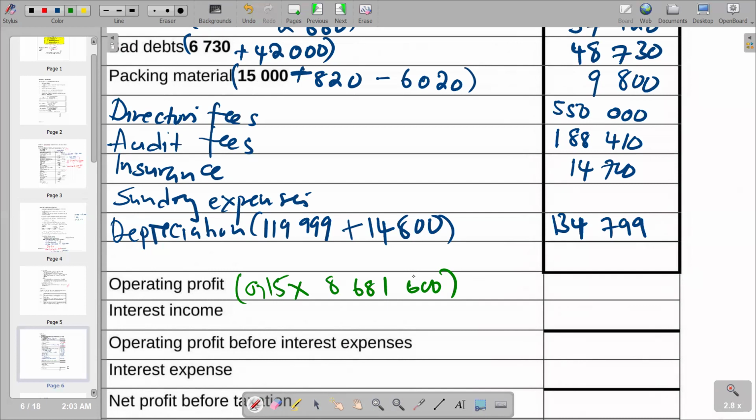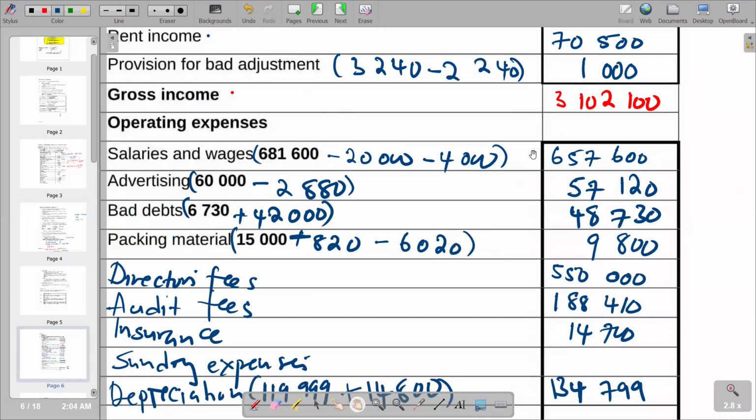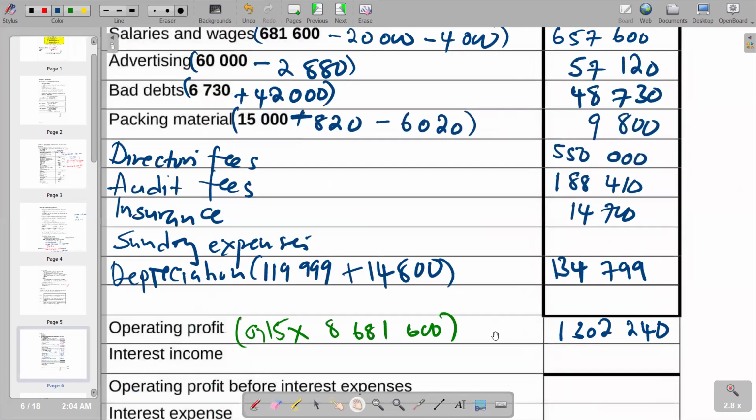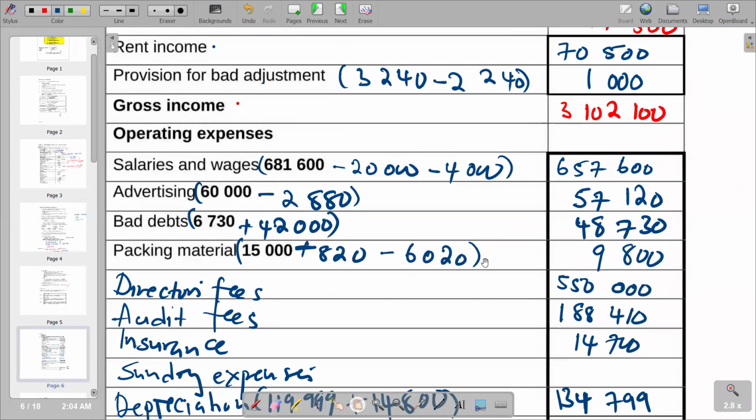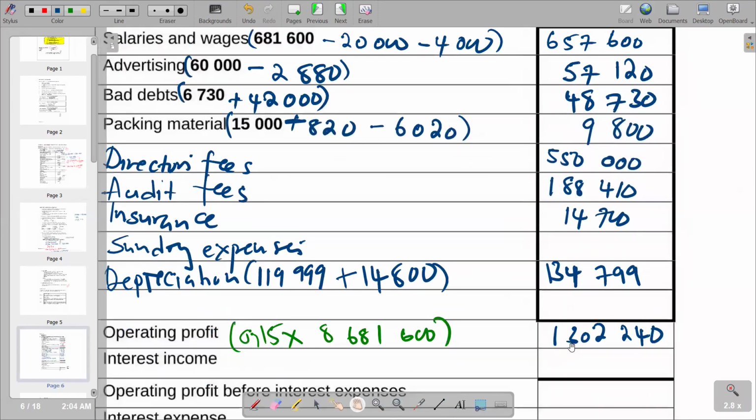And you see that the figure that you are supposed to get there is 1,302,240. So this is the figure for operating expenses. So remember, to get our operating profit, we are supposed to say gross income minus operating expenses. Then we get our operating profit.